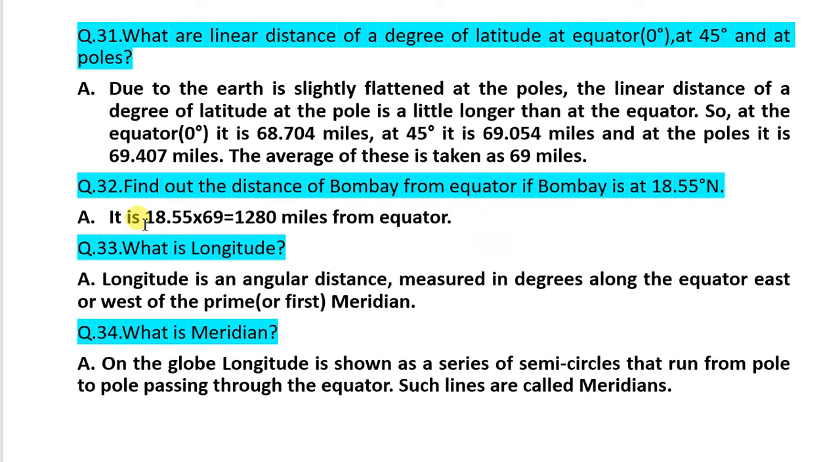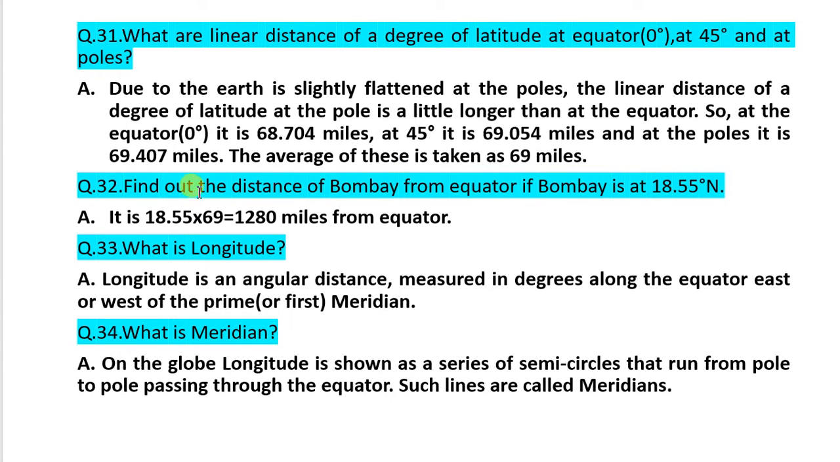Next question. What are the linear distance of a degree of latitude at equator, at 0 degree, at 45 degree and at poles? The answer is, listen carefully. Due to Earth being slightly flattened at the poles, the linear distance of a degree of latitude at the pole is a little longer than at the equator. So at the equator, it is 68.704 miles. At 45 degree, it is 69.054 miles. And at the poles, it is 69.407 miles. The average of these is taken as 69 miles.